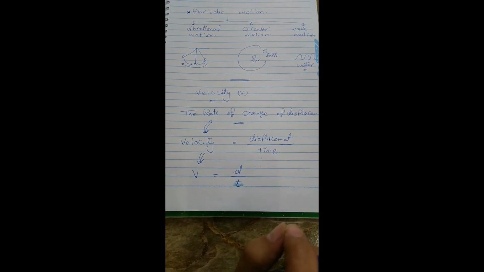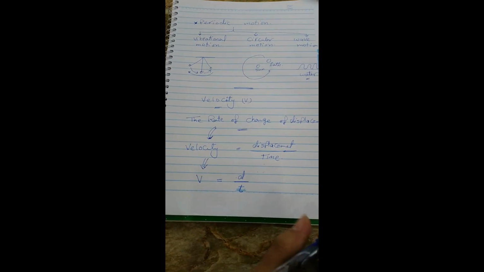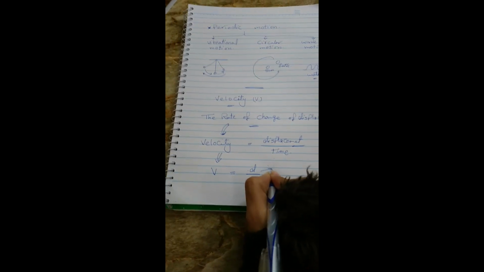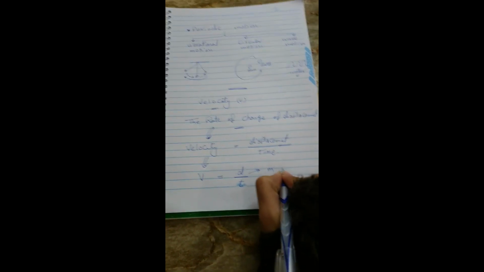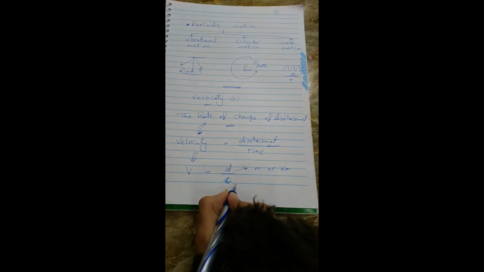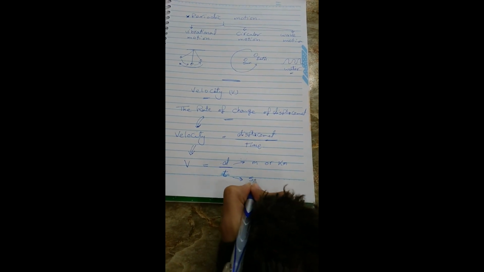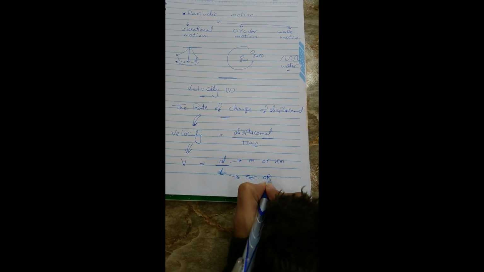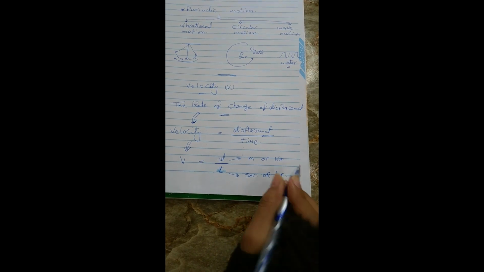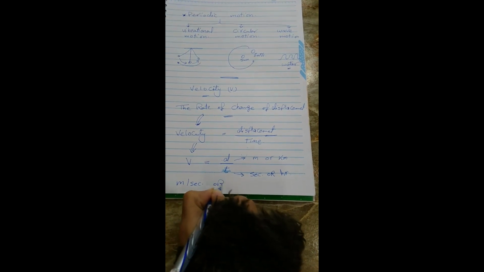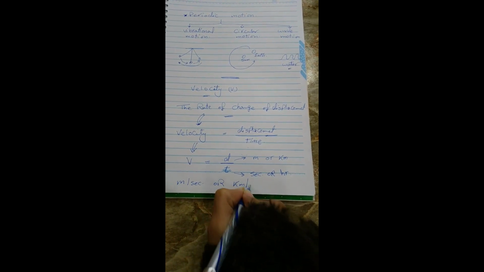What is the measuring unit of the velocity? The measuring unit of the velocity is the measuring unit of displacement, which is meter or kilometer, divided by the measuring unit of the time, which is seconds or hours. Then the measuring unit of the velocity is meter per second or kilometer per hour.